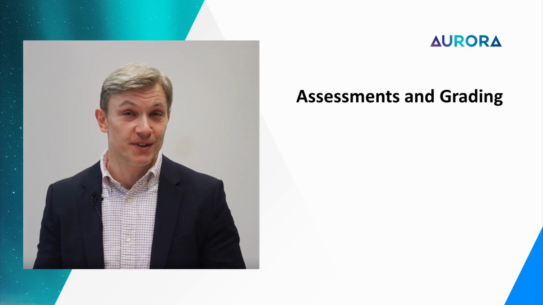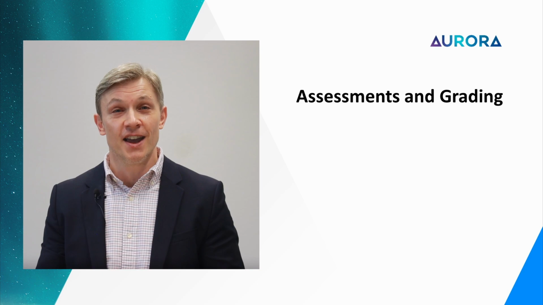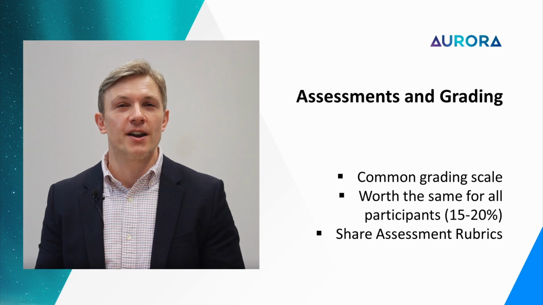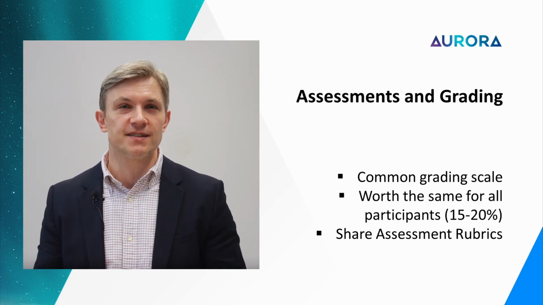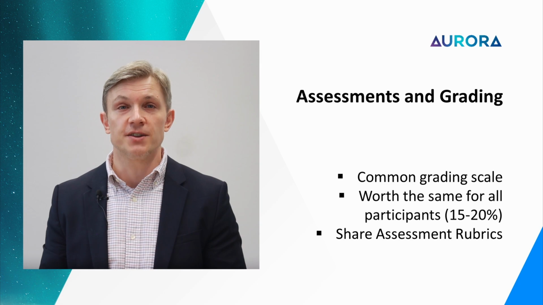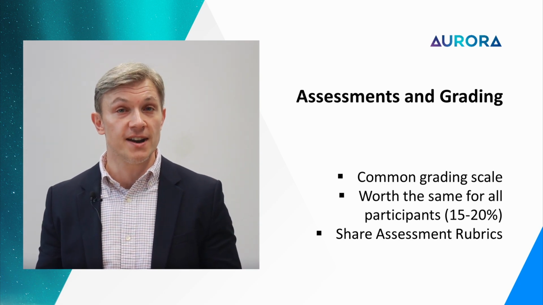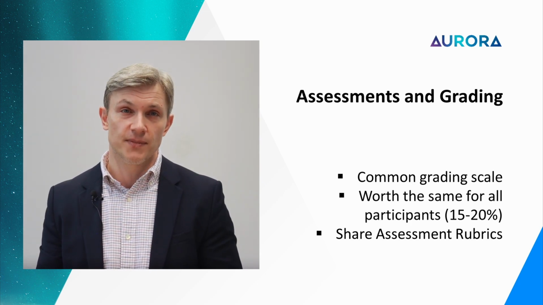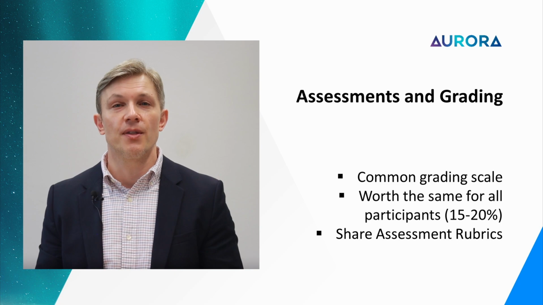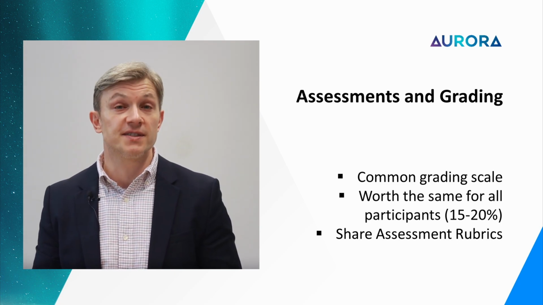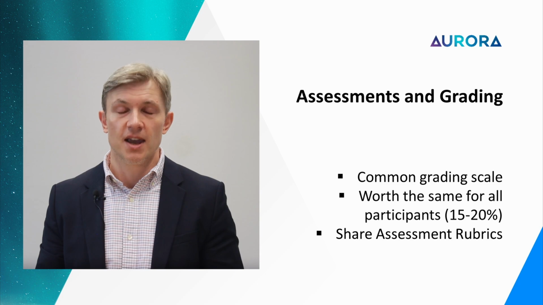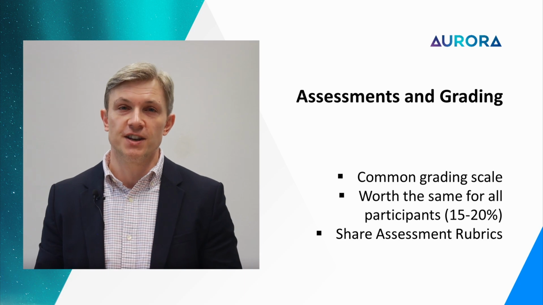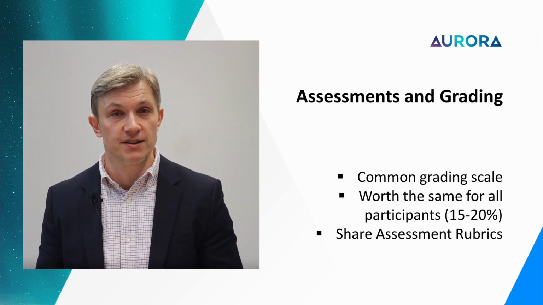Finally, at some point, you will have to grade the work of your students and you will have to agree on a grade. Since all the AURORA universities operate with different grading scales, I would suggest you and your COIL partner work with a common grading scale and then translate the grades into your national grading scale. It may be a good idea to make sure that the COIL activity is worth the same for all participants. In general, we recommend that the COIL mark should not be higher than 15 to 20% of the final grade.